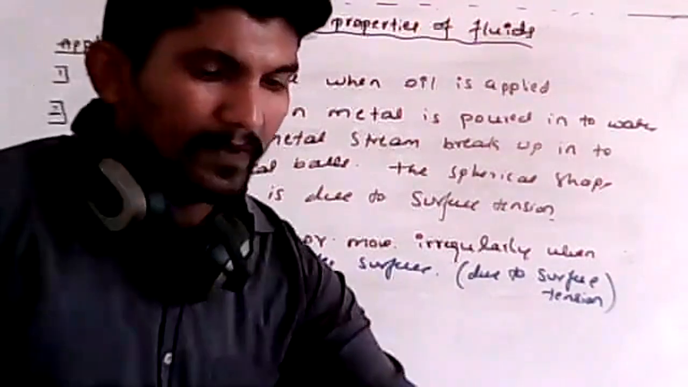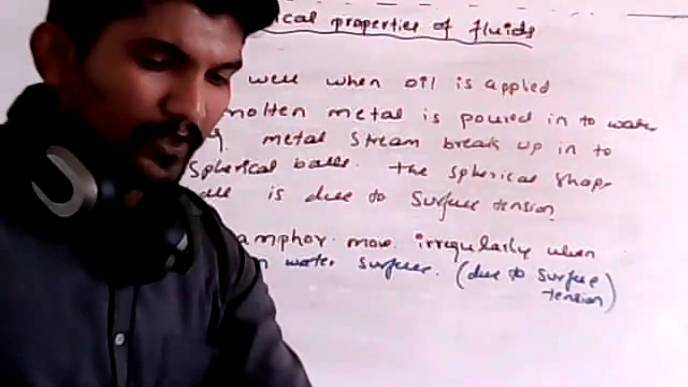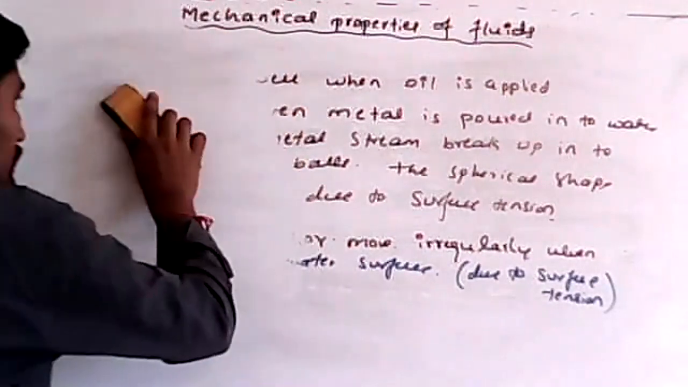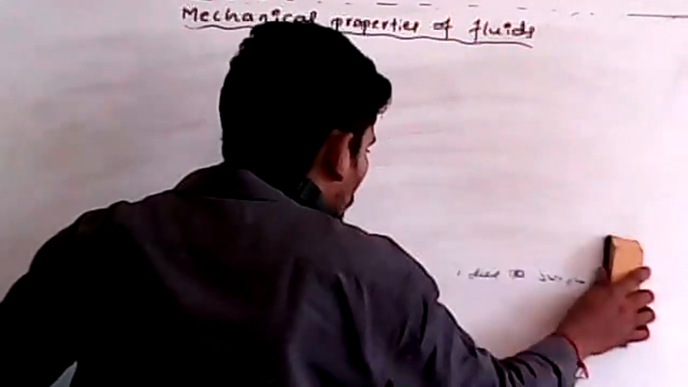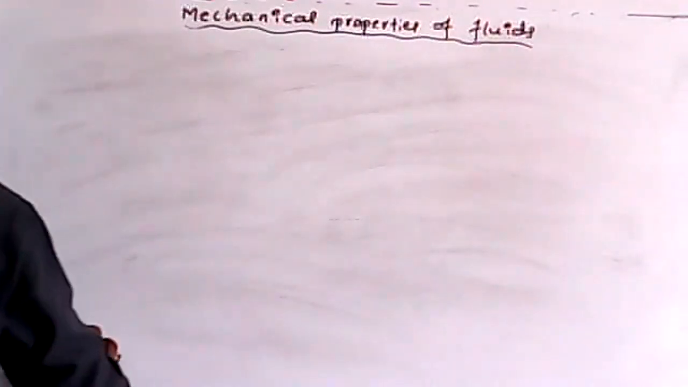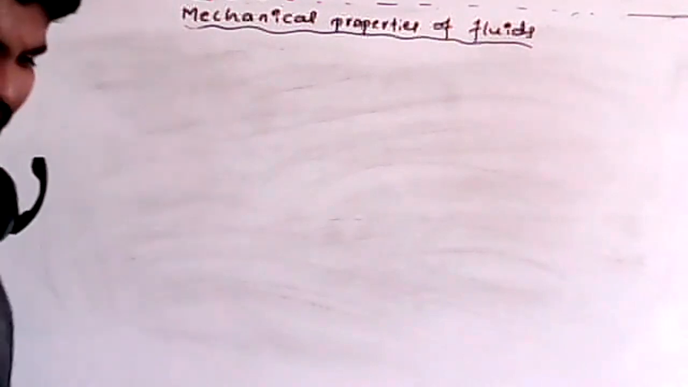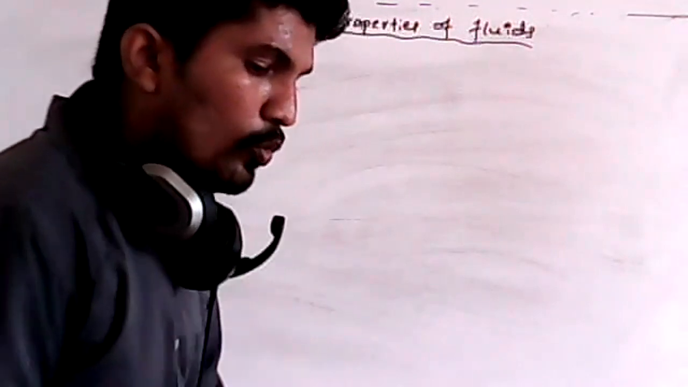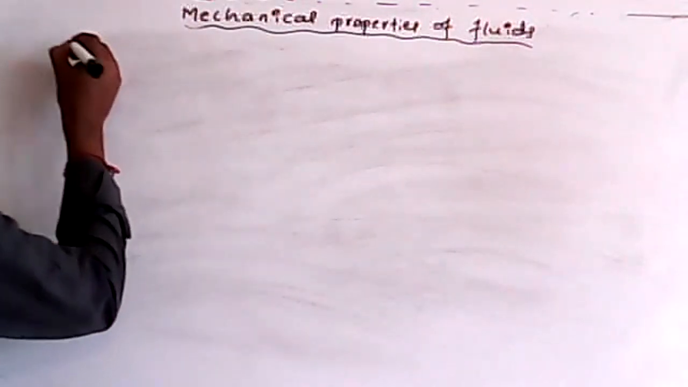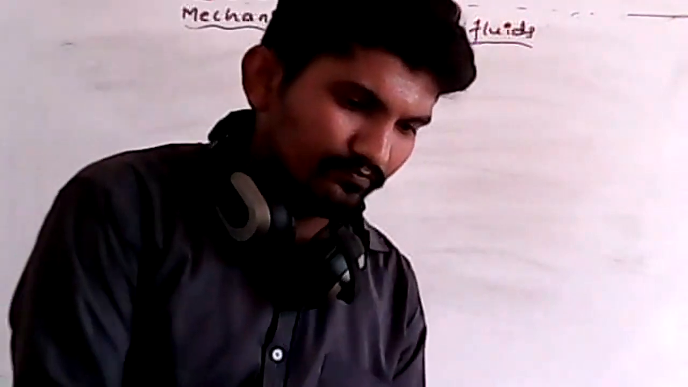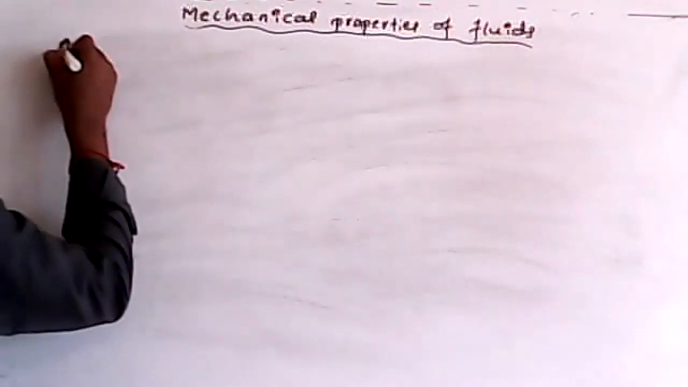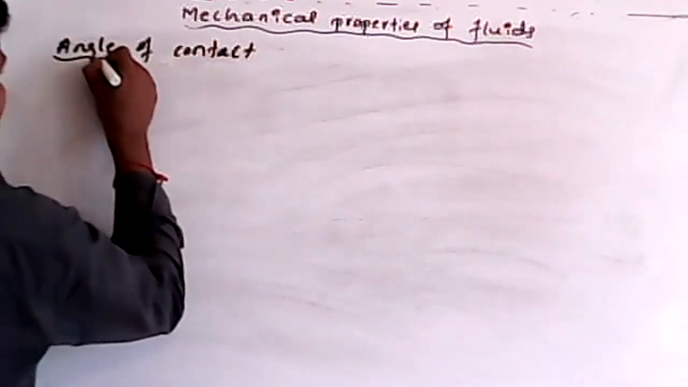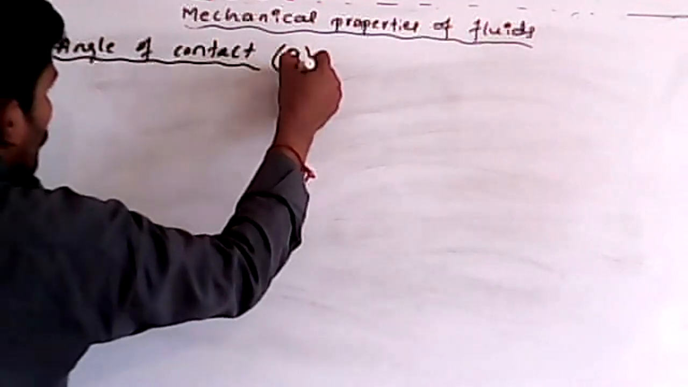Then students, we will move to the next very important concept. What is that concept? That is called angle of contact. What do you mean by angle of contact? This is very important. Some questions may arise from this part also, so we'll see it one by one. Let me take one diagram to understand this. We write the angle of contact with the help of theta.